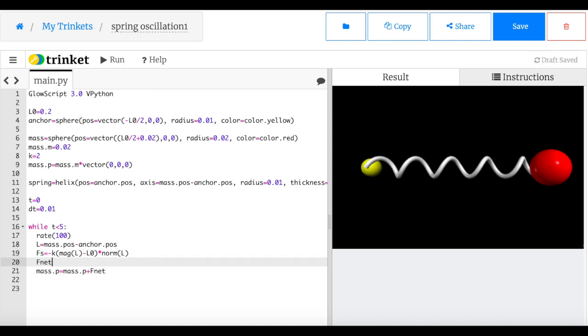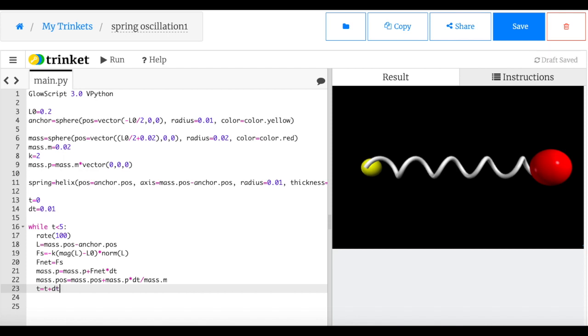And let's say Fnet equals Fs. I know that seems silly now, but trust me, you're going to think, oh, that was a good idea. Good thing you did that. Times the time step dt. Now I need to update the position. mass.pos equals mass.pos plus mass.p times dt divided by mass.m. Okay, I need to update time. t equals t plus dt.